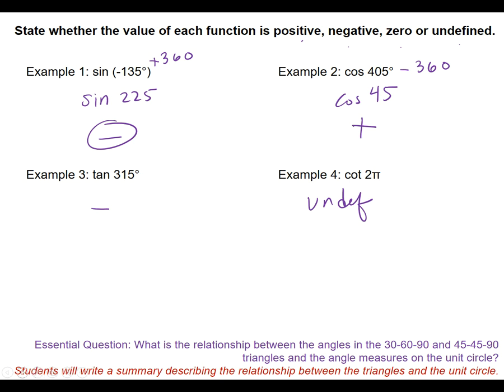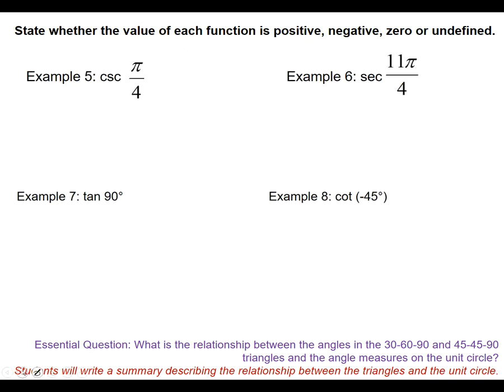Okay, let's do this in gradients a little bit. And I'll probably do 2 more together, and then I'll have you try the last 2 on your own. Okay? Alright. What quadrant is pi over 4 in? Quadrant 1. Okay, in quadrant 1, is cosecant positive or negative? Perfect.